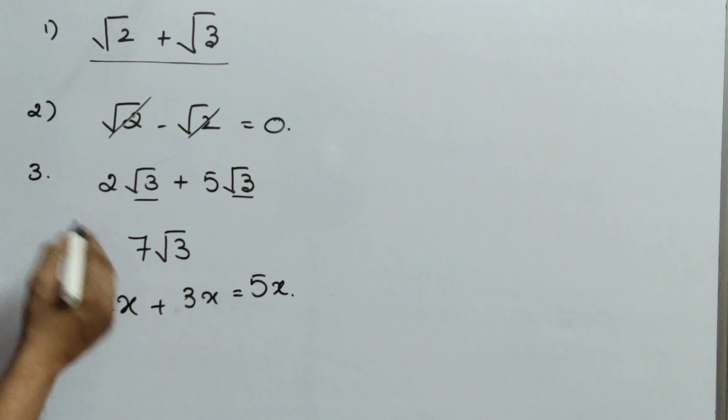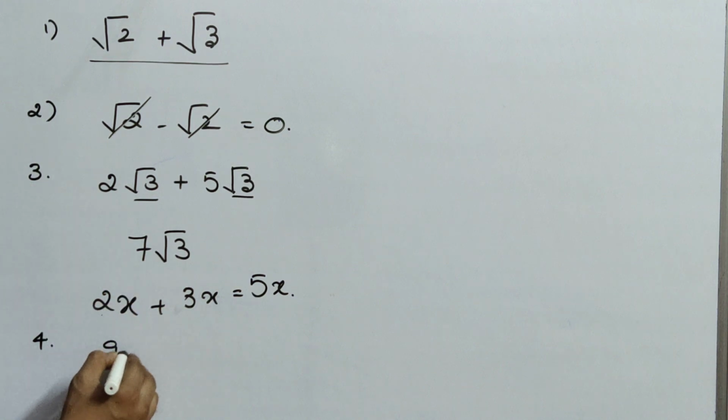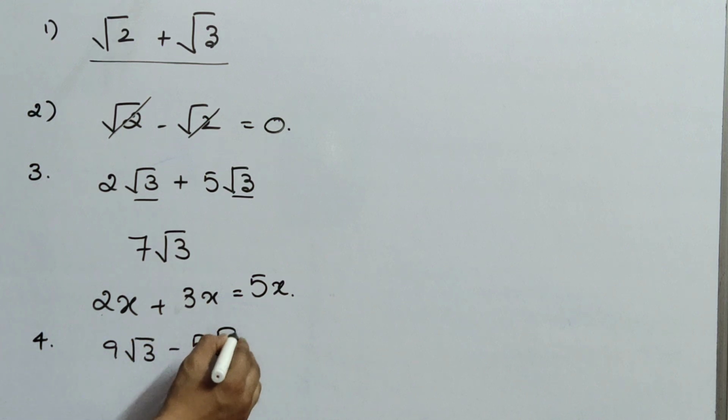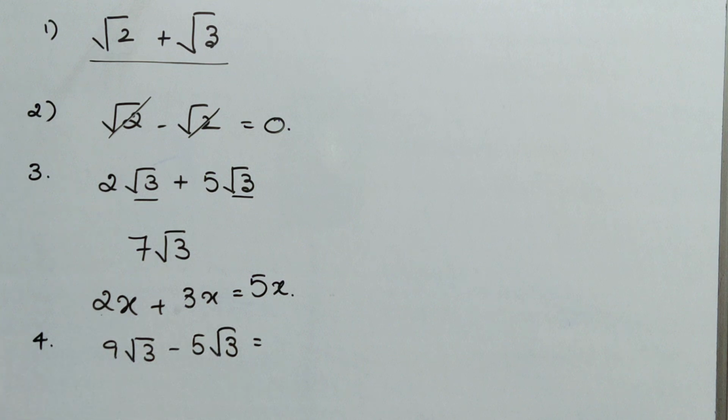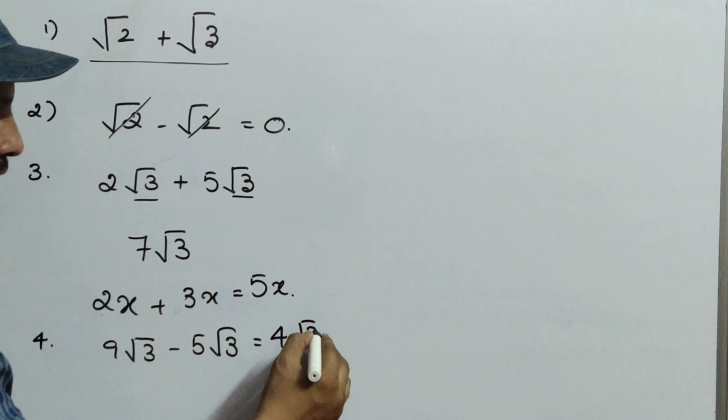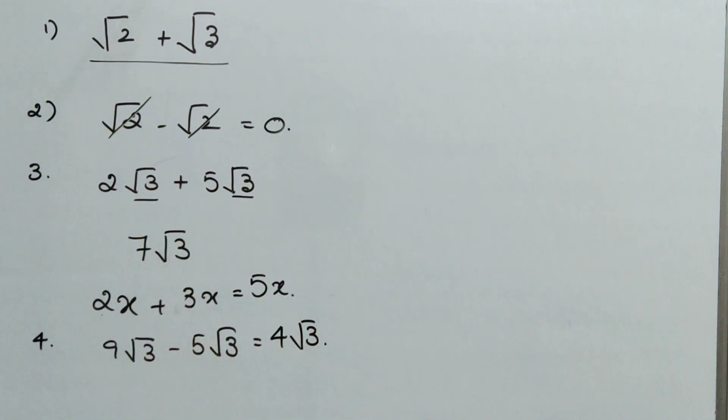Similarly, one more example I am giving you. 9 root 3 minus 5 root 3. Now can you do subtraction, children? Yes, you can do it very easily. Why? Because this is also root 3, this is also root 3. Both are like terms. So 9 minus 5, how much? 4. So 4 root 3 is your answer.